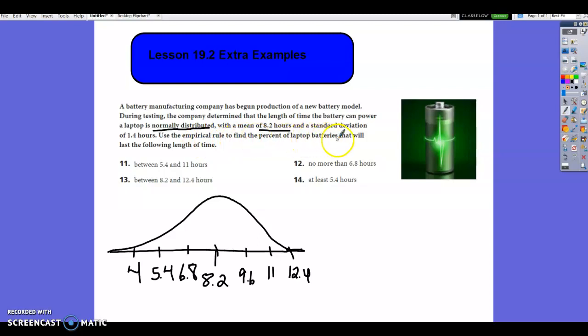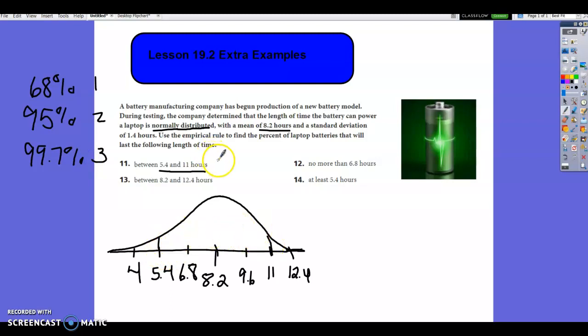Use the empirical rule to find the percent of laptops that will last the following lengths between 5.4 and 11. So we can see that 5.4 and 11 both are 2 standard deviations from the mean. So that means we go 68, 95, and 99.7. So this is 1 standard deviation, this is 2 standard deviations, this is 3. Because I go 2 standard deviations, I automatically know this is 95%.